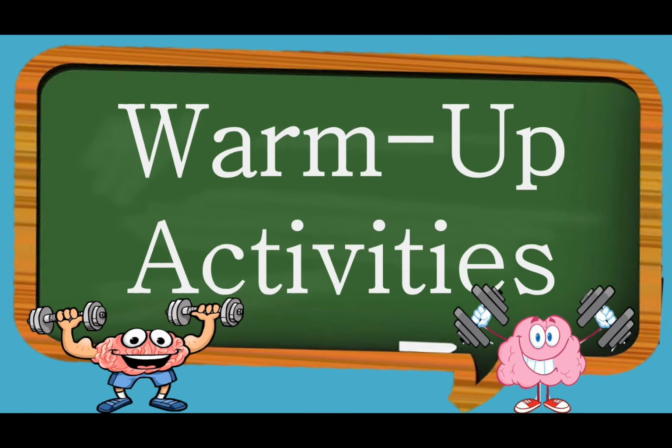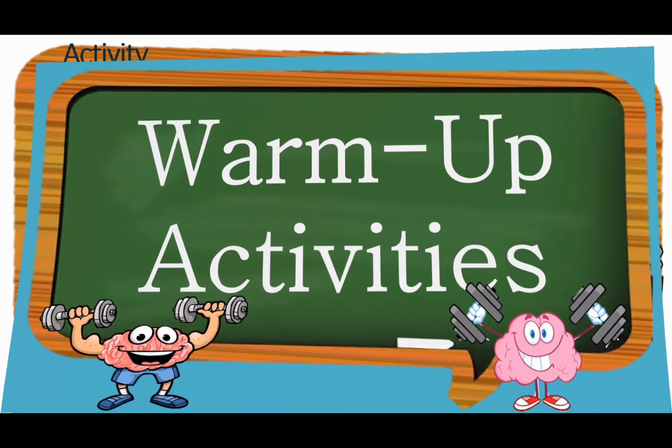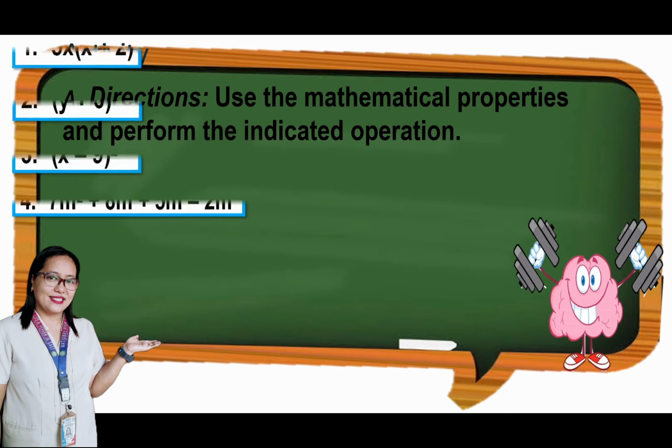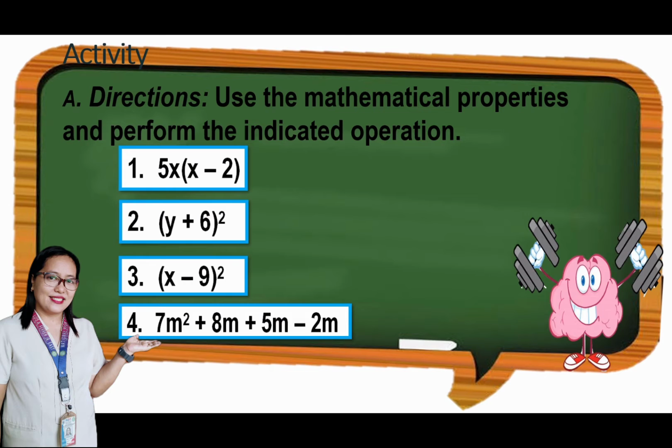Before proceeding to our topic, let us have first the warm-up activities. Use mathematical properties and perform the indicated operation. Number 1. 5x times the quantity of x minus 2. Number 2. The quantity of y plus 6 squared. Number 3. The quantity of x minus 9 squared. And number 4 is 7m squared plus 8m plus 5m minus 2m.